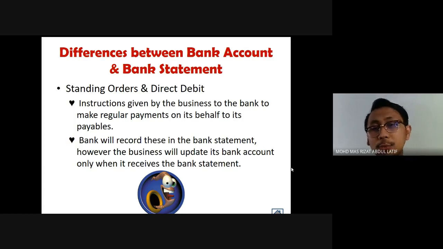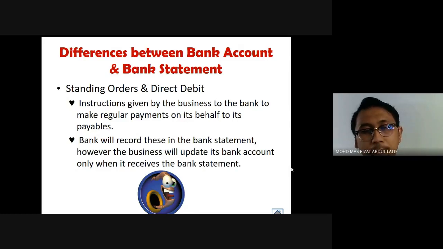So tak payahlah I sibuk-sibuk nak pergi counter dia, nak pergi company dia bayar, ataupun I nak buat online banking ataupun pergi post office ke, tak payah. Dia dah auto debit, siap-siap tolak. Faham? Okay, so arahan pengeluaran itu datang daripada payable tersebut. Okay, now itu adalah direct debit.